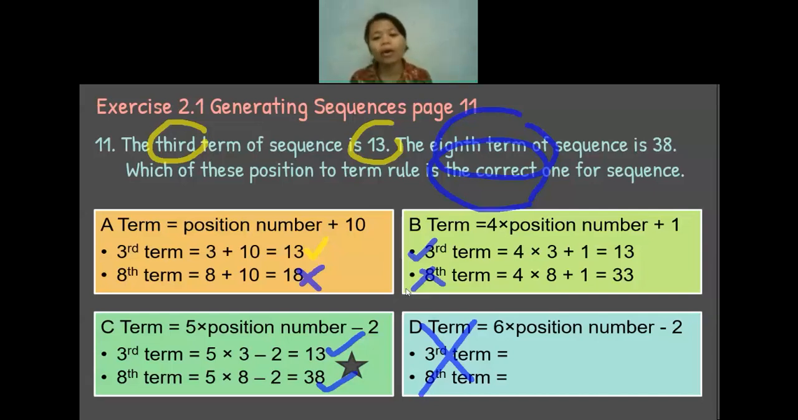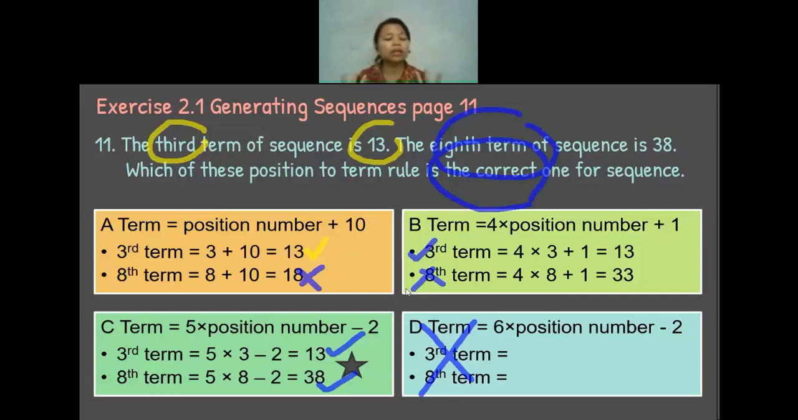I do trial and error. I check the third term and the eighth term again. The third term is correct, so maybe this is the correct sequence. But when I check the eighth term, no, the eighth term is not equal to 38. So sequence B is not the sequence we are looking for. Yeah, we have to try one by one.